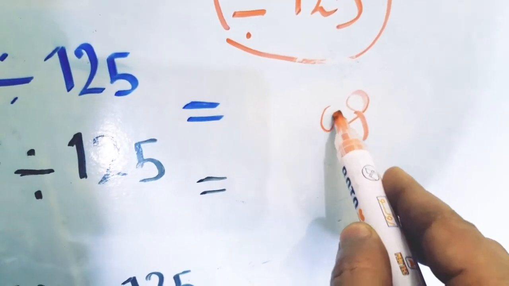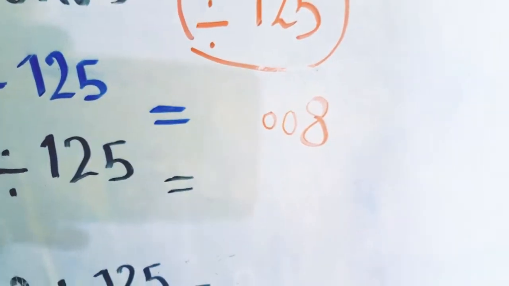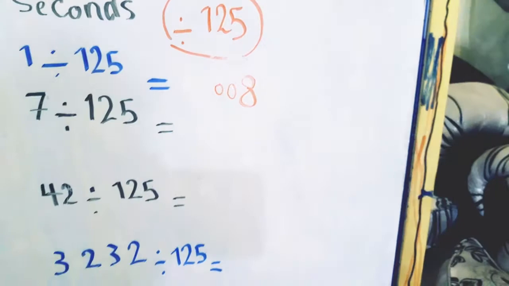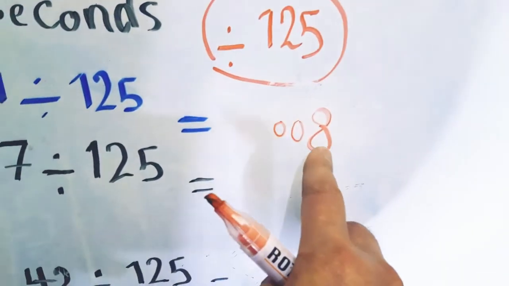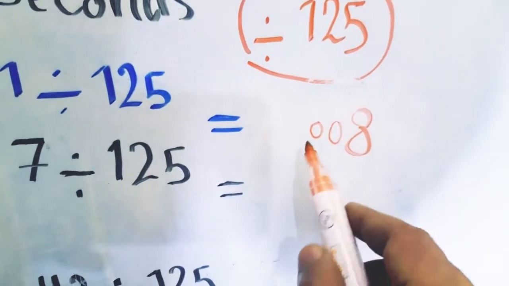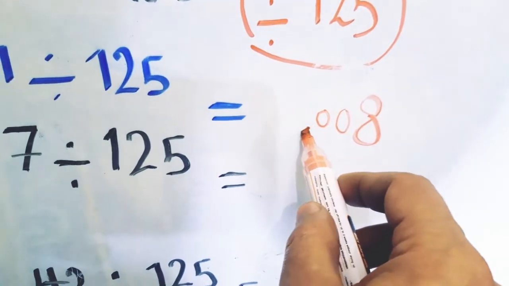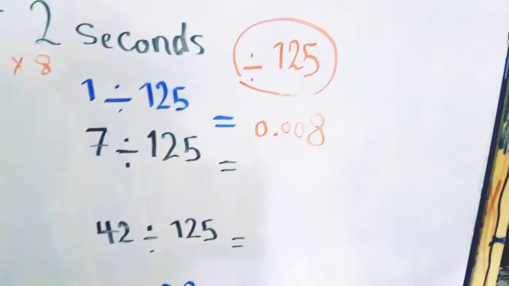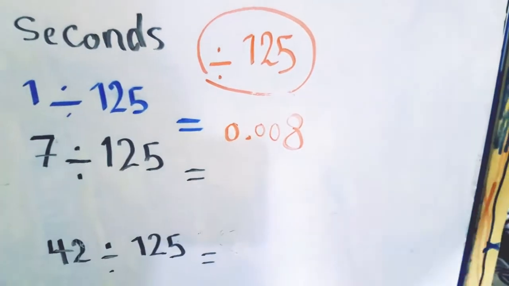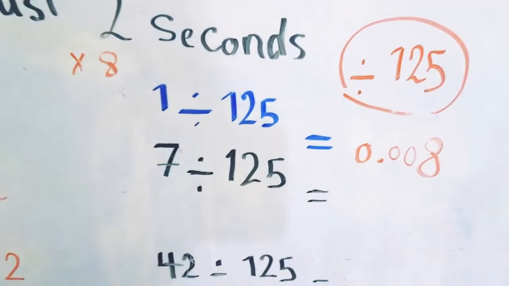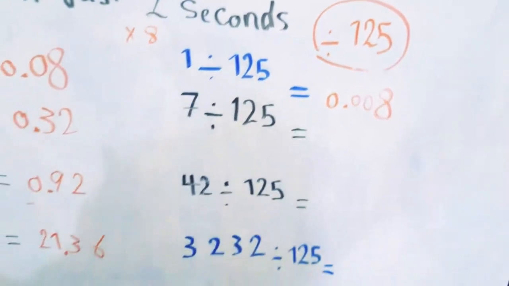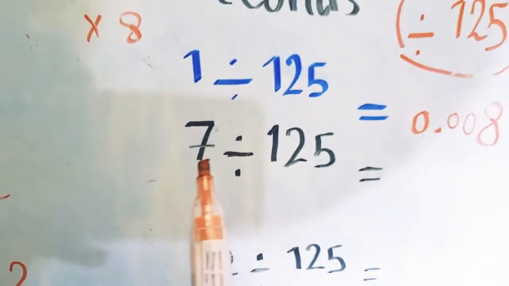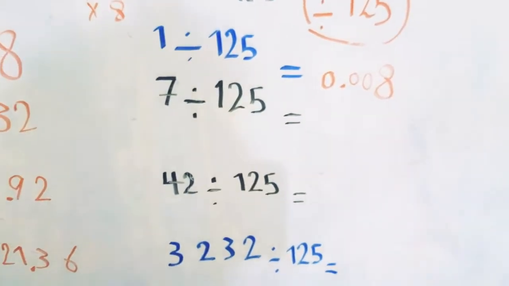So we put 2 zeros at the left side. Okay? Now we have 3 digits at the right side, 1, 2, 3. Then we put a decimal point followed by 0. So 0.008 is the correct quotient of 1 divided by 125. Okay, let's go to our next example.